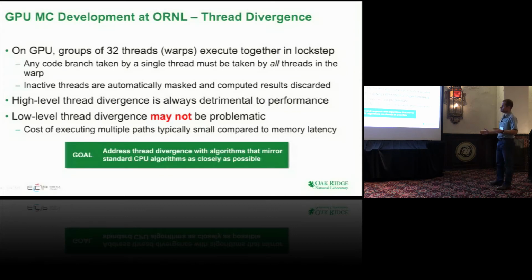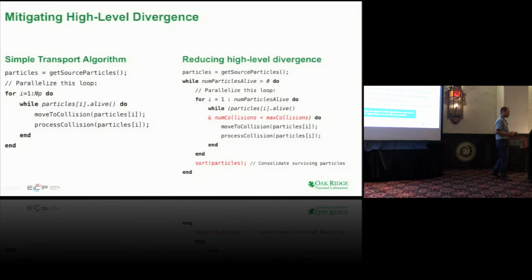Obviously, in this room everybody knows that in the GPU, groups of 32 threads, or warps, execute together in lockstep. Basically, what we have found is that low-level divergence is really not that big a performance issue right now, whereas high-level thread divergence is basically always detrimental. Where things are really going to hell quickly is in memory access and memory patterns. That seems to be much more important to performance.